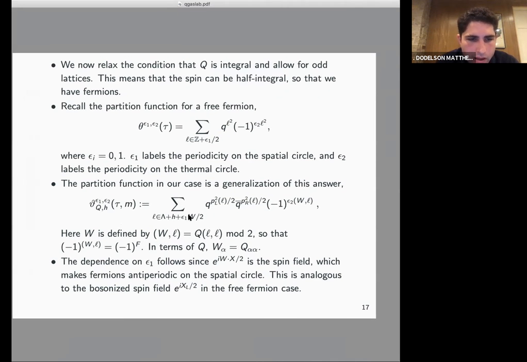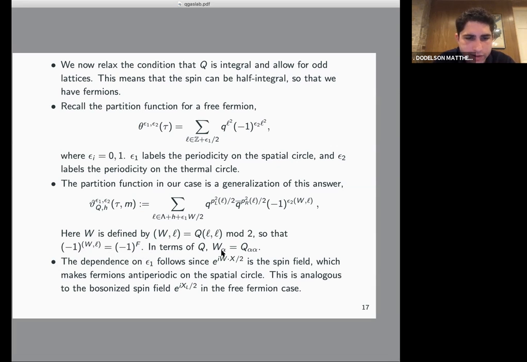And then to consider the effects of the spatial periodicity, we shift the sum by W over 2. So here W is called the Wu class. It's defined by this formula. The inner product of W with L gives the Q of L with itself mod 2. So in other words, if L is a fermion, then Q of L with itself is 1 mod 2. And so the inner product of W with L tells you whether L is a fermion or a boson. And so what this means is that (-1) to the W with L is equal to (-1) to the F.